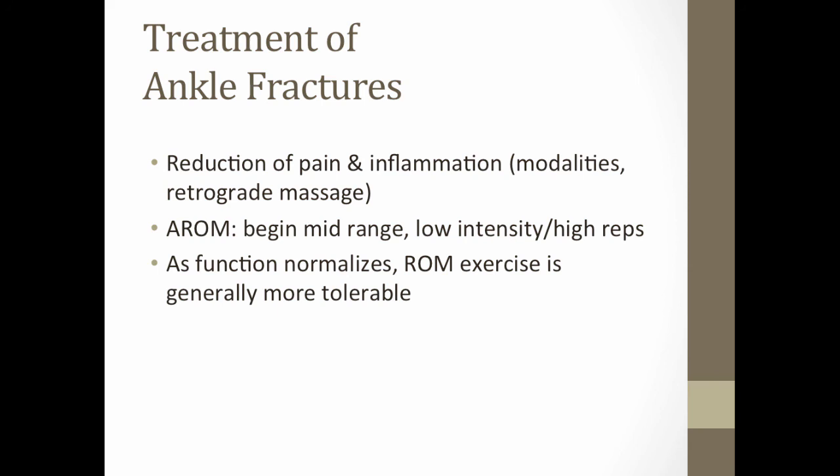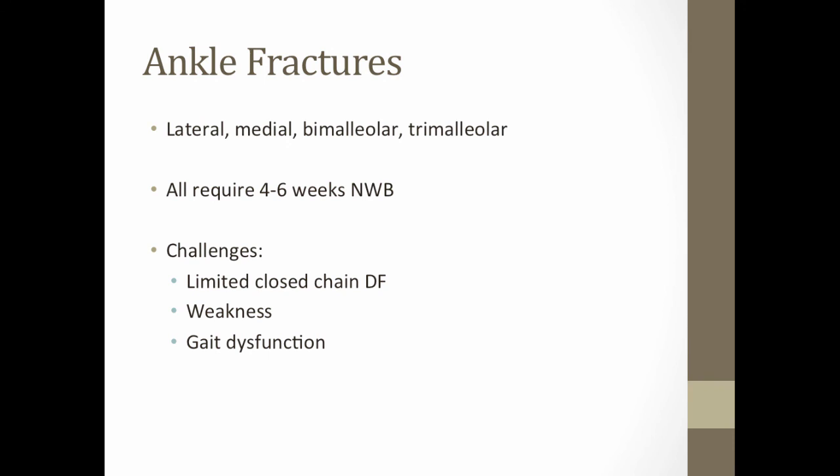We'll begin with active range of motion in mid-range, doing low intensity, high reps. But as their function starts to normalize, we're going to increase their range of motion exercises to get increased range of motion and make sure certainly that it's tolerable. Now, there are many types of ankle fractures. Usually when we're looking at the talocrural joint, we talk about lateral fractures, medial fractures, bimalleolar or trimalleolar.